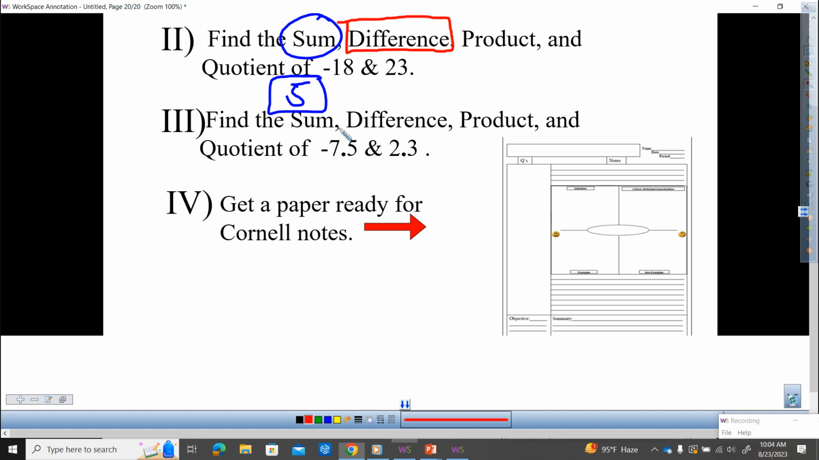Next, we're going with the difference. I'm going to use red for the difference. The difference of negative 18 and 23. Pass to someone, Danny. Negative 41. That is correct. Make corrections, please.